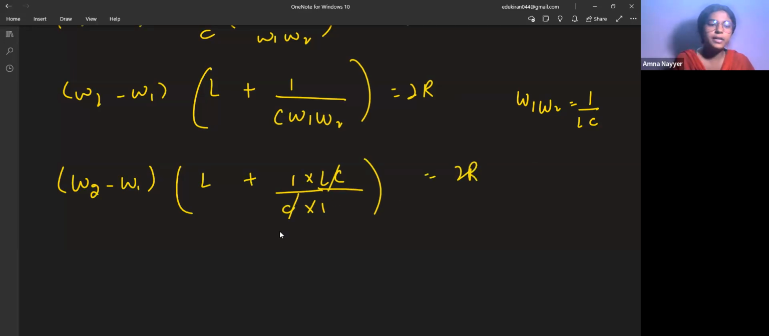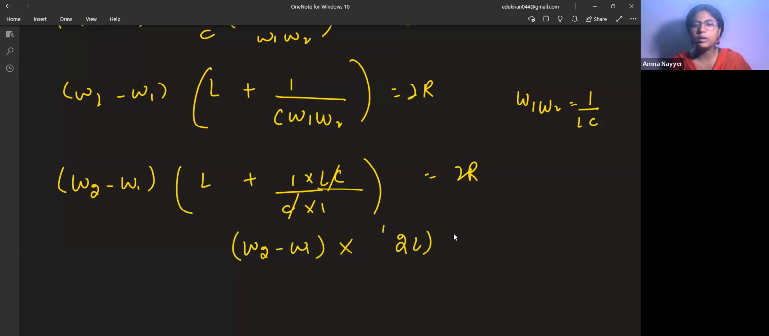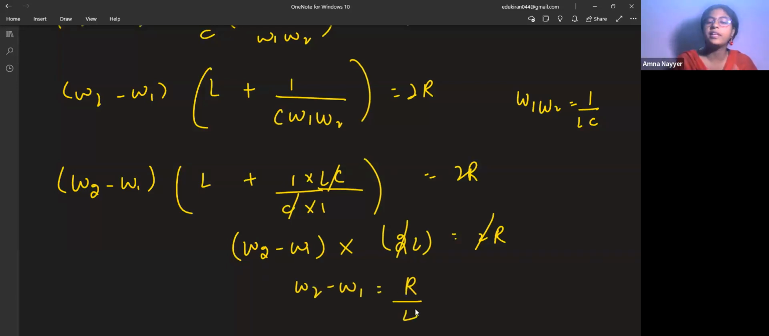So C will be cancelled, L plus L, that will be 2L, right? So omega 2 minus omega 1 multiplied by 2L is equal to 2R. The 2 will also be cancelled. So omega 2 minus omega 1 is R by L. This is also one very important equation that you have to remember.